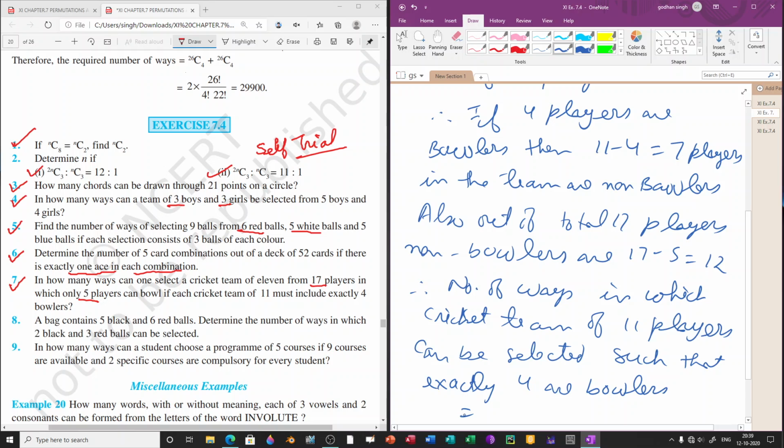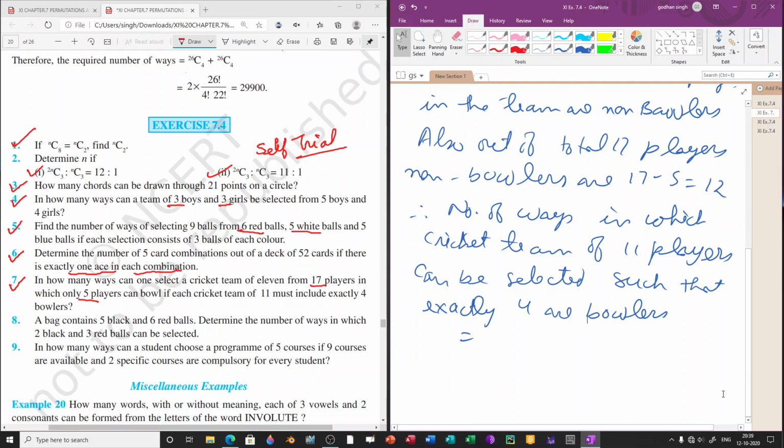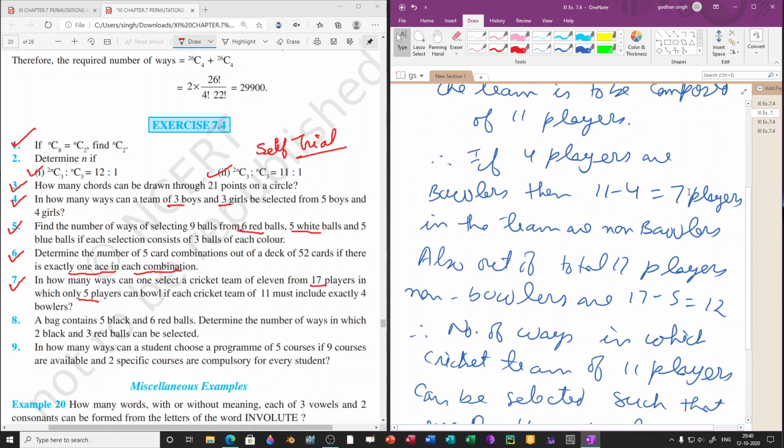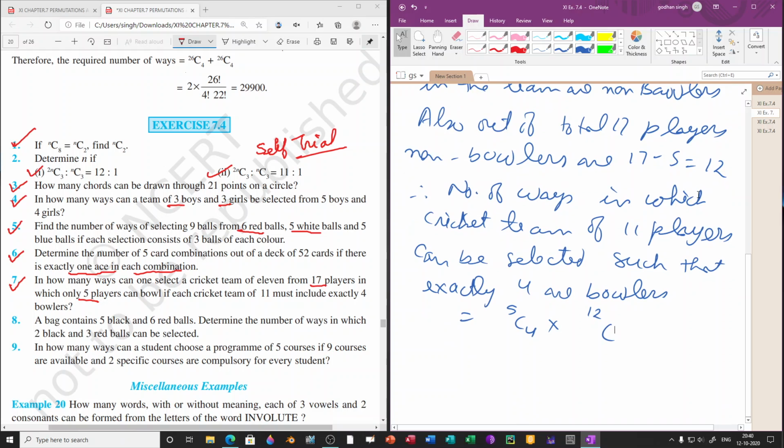So first of all let us select the bowlers. The total number of bowlers is 5, and from that we have to select 4. So 5C4, selecting 4 bowlers out of 5. Now the non-bowlers are 12, and from that we have to select 11 minus 4, that is 7 players. So the required number of ways is 5C4 into 12C7.